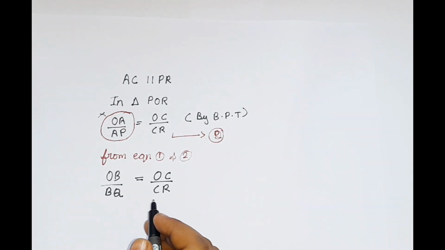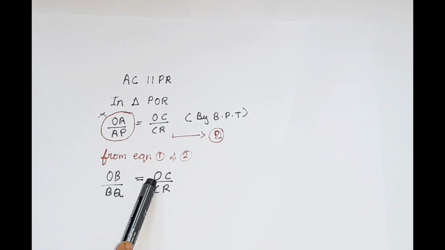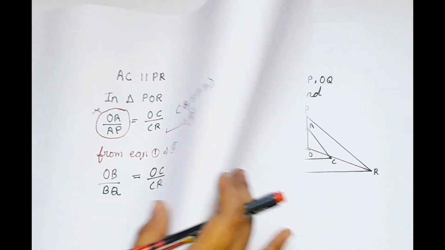Am I right? Since you guys know, when we get a value, we are supposed to compare it with the question, what we are supposed to prove. So is this the value we are supposed to prove, guys? No, we are not supposed to prove this one. We are supposed to prove something is parallel. So now let us check where OB by BQ and OC by CR are. First let us check that, then only we can get a clue.